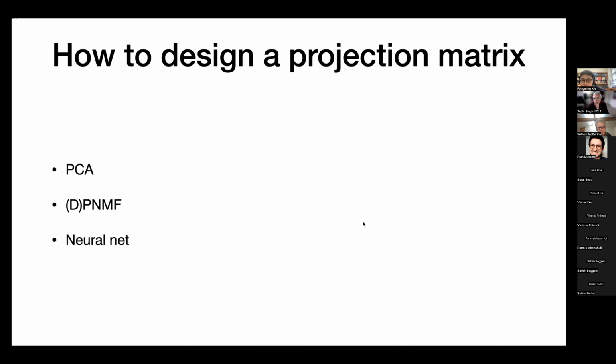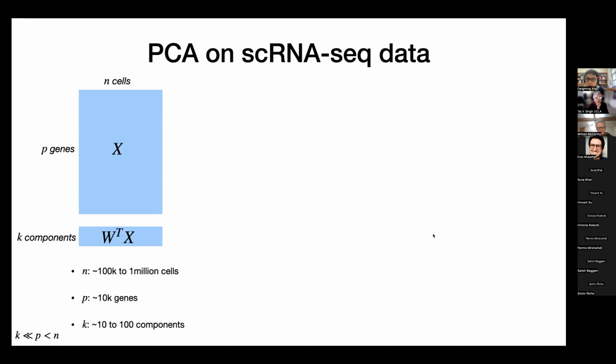The large part of this talk will be about how we design a projection matrix that captures as much information as possible on the brain cell types. I'll talk about, in general, three different methods: first of all PCA, and then PNMF and neural networks.